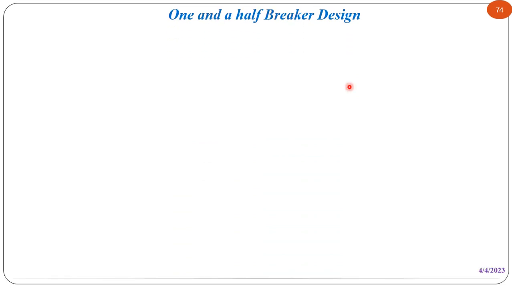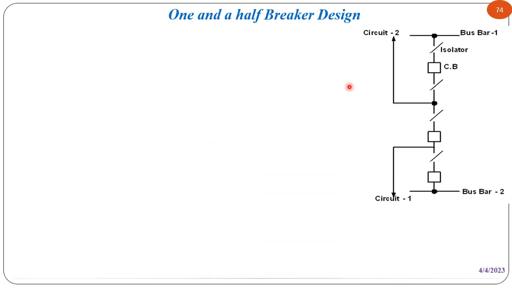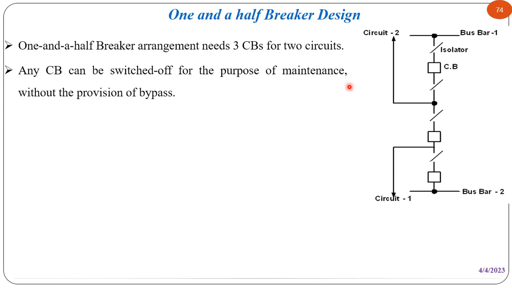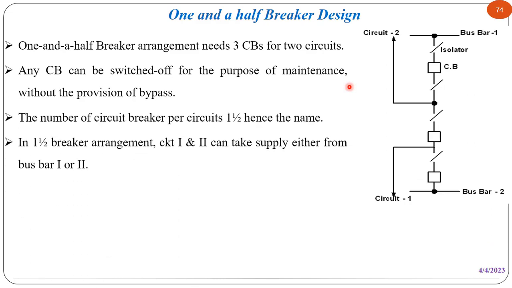One and a half breaker design. One and a half breaker arrangement needs three circuit breakers for two circuits. Any circuit breaker can be switched off for the purpose of maintenance without the provision of bypass. The number of circuit breakers per circuit is 1.5, hence the name.